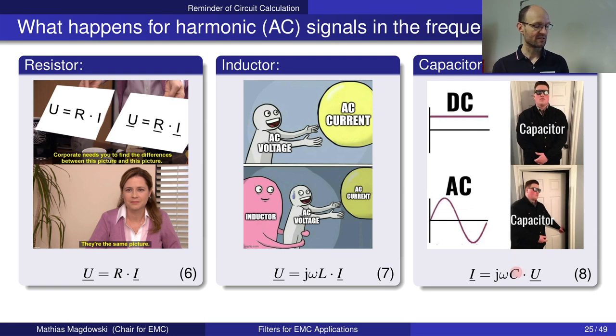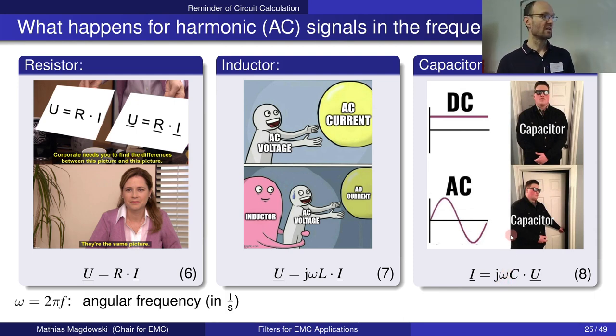And here it's exactly the opposite. So if we have a low frequency, even if we have a high voltage, we will get no current. But if you have a high frequency, you will also have a high current. So once again, the capacitor blocks DC, lets AC pass, and here it's exactly the opposite with the inductor. And this omega there is the angular frequency, which is just 2 times pi times the regular frequency, and is measured in 1 per second.